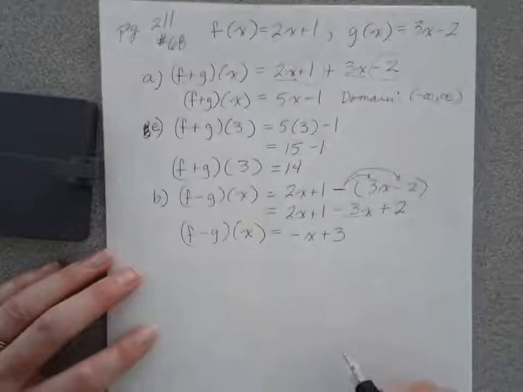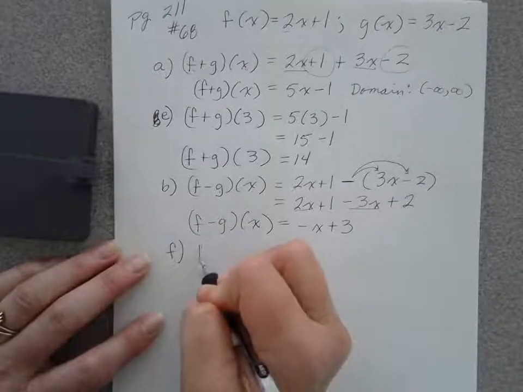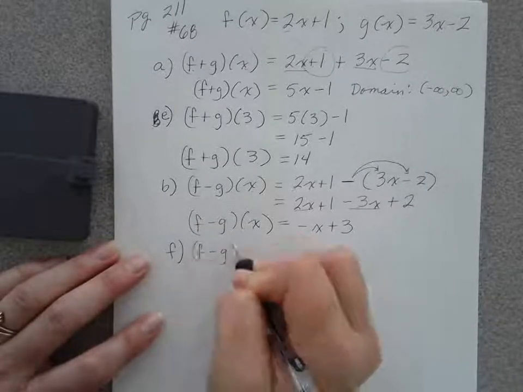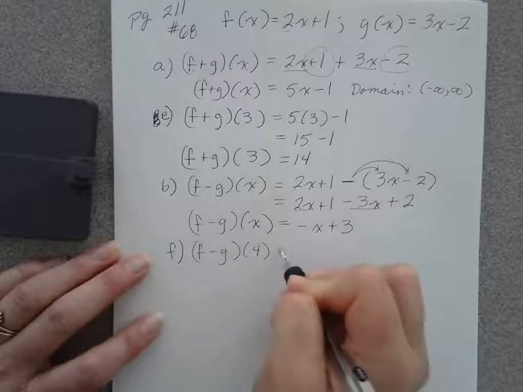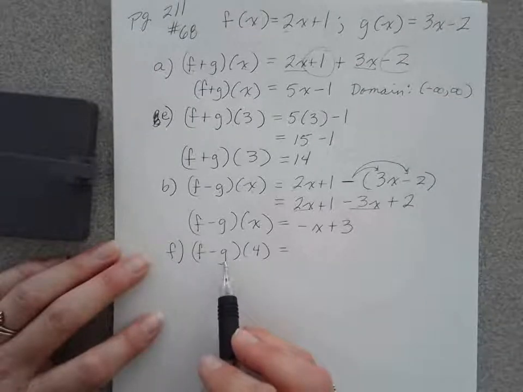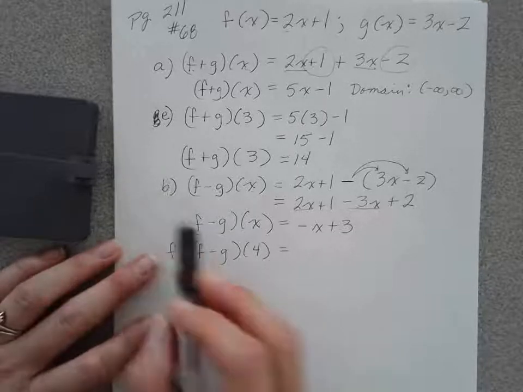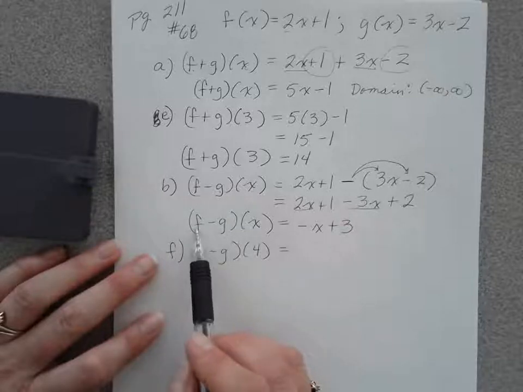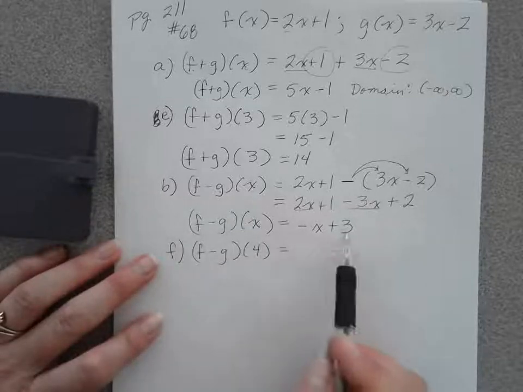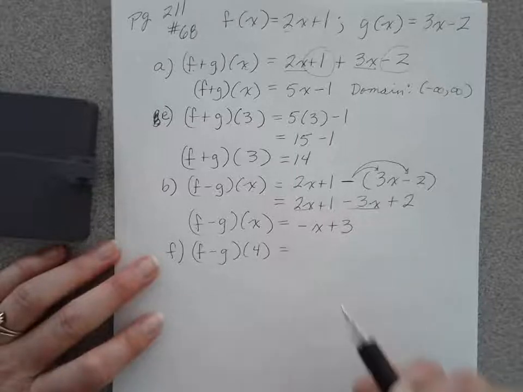So now we're going to skip down to f, because it says f minus g of 4. Okay, so what that says is take the function f, subtract from it the function named g, and then plug in the number 4 for the x. Okay, so in part B, we already subtracted the function g from f. And we got negative x plus 3. So now we just have one more step to plug in the 4.